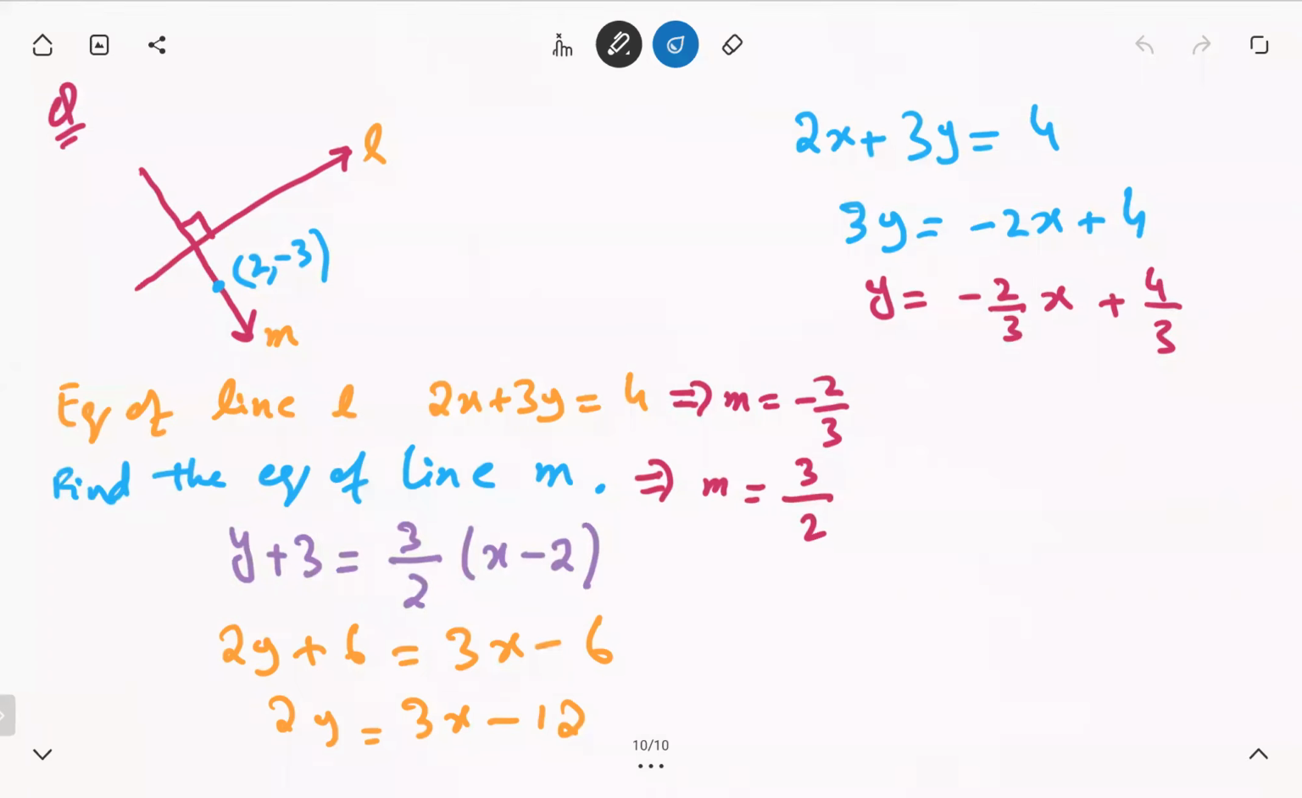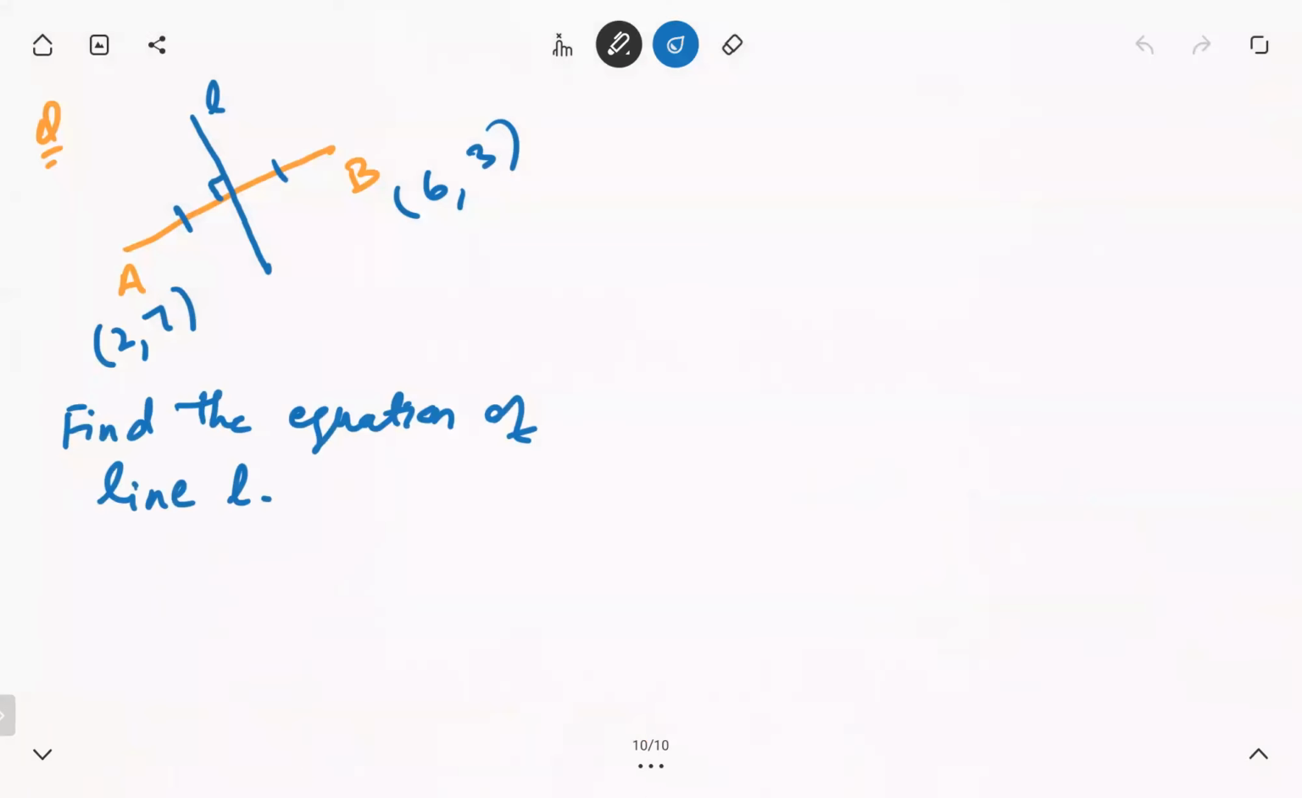So here is the next example. See the diagram. Everything is labeled on the diagram. This is point A. This is point B. The coordinates of A and B are given. You have to find the equation of line L. Again, the diagrams are not to scale.